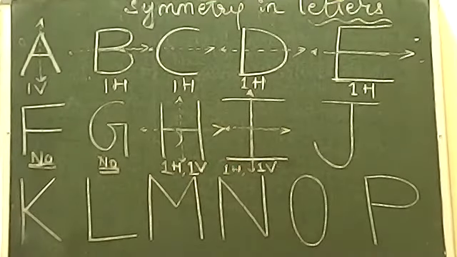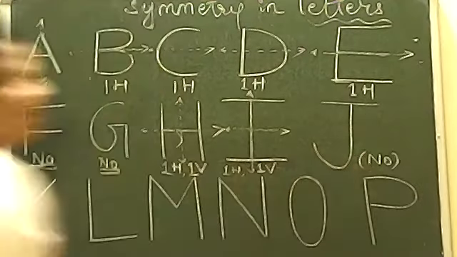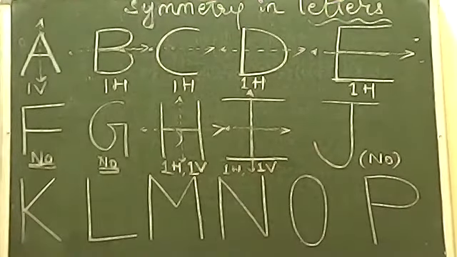Now move on to J. Do you think there is any line of symmetry in J? What do you think? Yes or no? Do we have any line of symmetry in J? Correct answer, no. We don't have any line of symmetry in J. Move on to the next one, K.